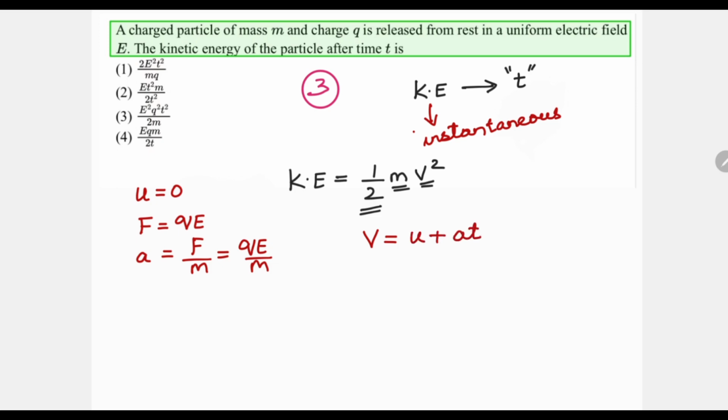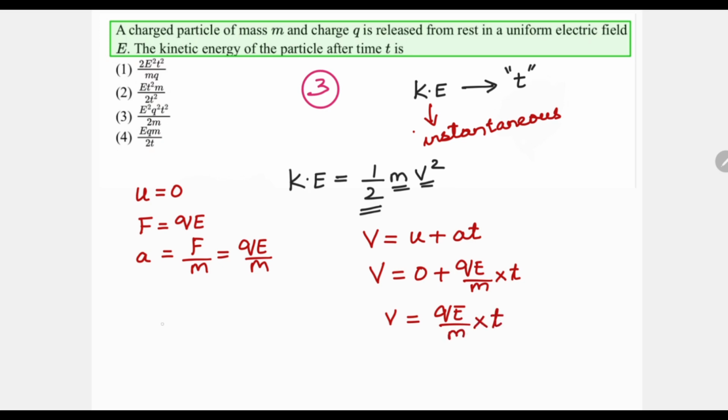Since this is an accelerated motion, because your charged particle is getting a force, definitely it will have acceleration also. So for accelerated motion, we can definitely use the kinematic equation. That's why I have written here v equals u plus at. Now u equal to 0, so I can write v is equal to 0 plus qE by m into t. That means v equals qE by m into t.